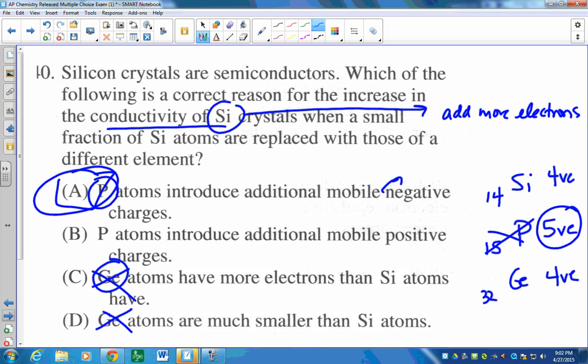This option is correct. It recognizes that phosphorus atoms contain 1 additional valence electron over silicon atoms that make up the bulk of the material, and these additional mobile charges will increase the conductivity of the metal. So this is a question about metallic bonding and the electron sea model for metallic bonding.